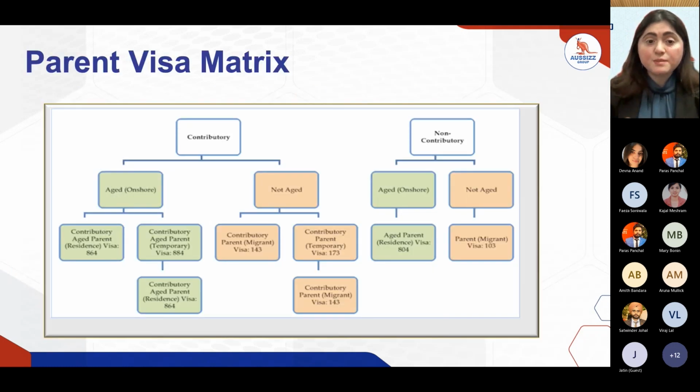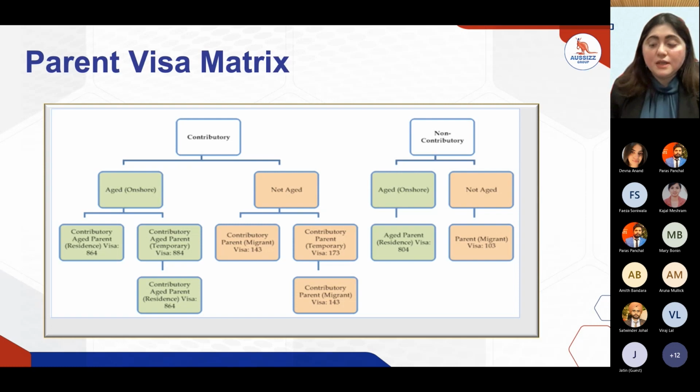I've made this matrix so it's easier to understand, because one of the most common questions that I get about the parent visa is which are contributory and which are non-contributory. Why they call it contributory is because of the fees amount. So basically, when we talk about contributory, I've been asked a lot of questions about why this visa is called a contributory one. We will talk about that in my later slides as well. It's because of basically the way you are paying the fees. Because of the fee structure, they call this a contributory parent visa.